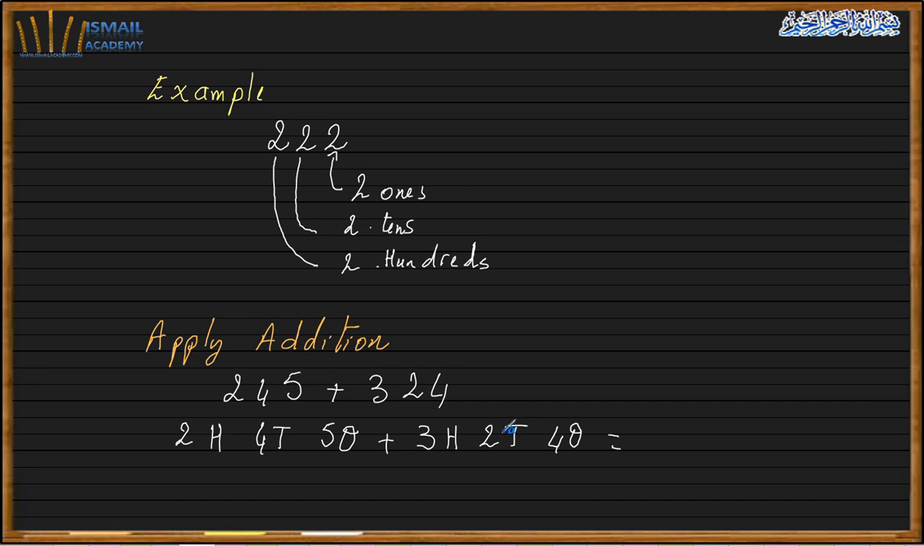I need to add similar quantities. But they are just symbols. They're not quantities. You see the difference? They are still the same. Are they the same quantities? They're not the same quantities. This is the 100 quantity and this is the 10 quantity.